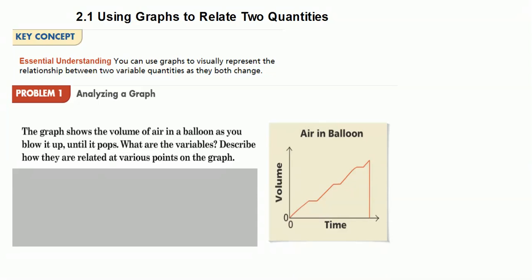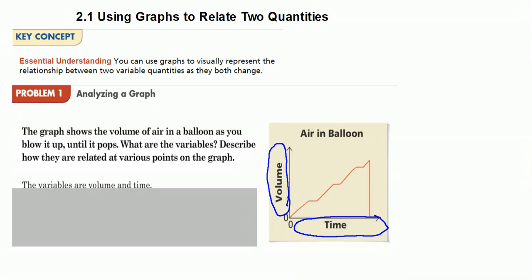Our first problem says the graph shows the volume of the air in the balloon as you blow it up until it pops. What are the variables? Describe how they are related at various points on the graph. So we're going to analyze this graph and describe the variables. The variables are going to be on the x-axis and on the y-axis. The first thing we know is that the variables are volume and time.